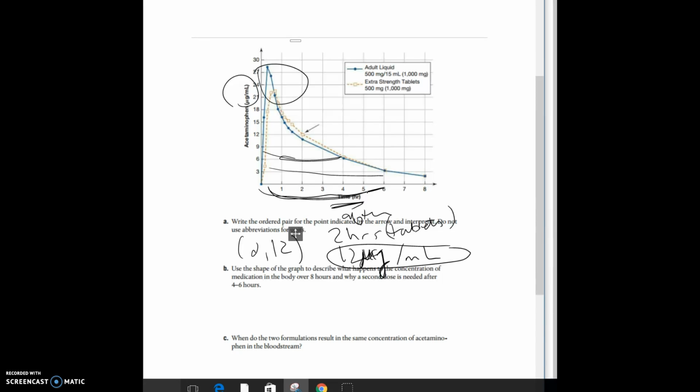When do the 2 formulations have the same concentration? Well, sometimes people miss this, but for sure at the beginning, right? Because you just took it, so there's kind of nothing in your bloodstream yet.